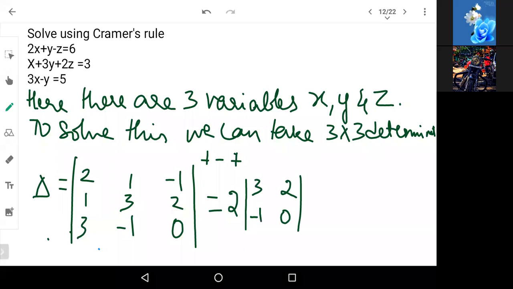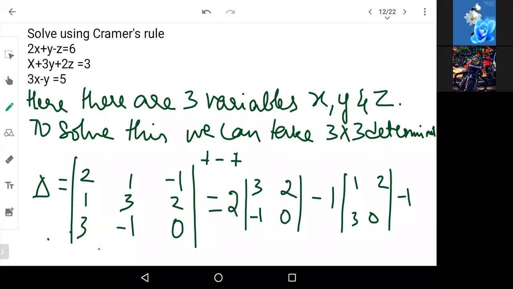Correct, Anas. Then minus 1. What is the second determinant? I want others also to answer. Good, Bharat. That's the right answer for the first one. Now say me for the second one. 1, 2, 3, 0. Okay. 1, 2, 3, 0. And finally, minus 1 again.